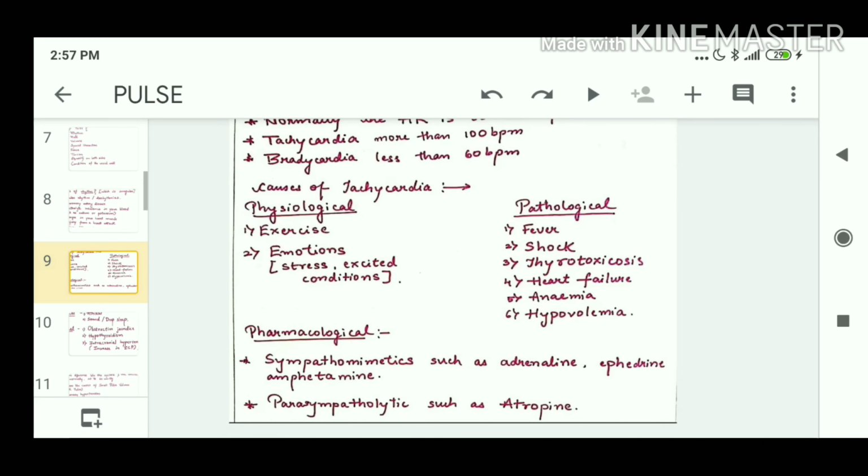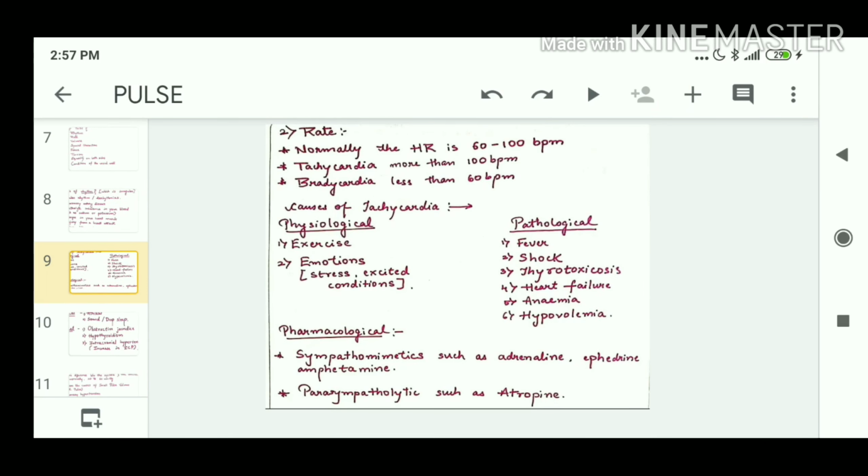Now coming to the next character, that is the rate. Normally the heart rate, you know it, I hope so. Normally the heart rate is 60 to 100 beats per minute. Now, rate has two conditions, that is tachycardia and bradycardia. A heart rate of more than 100 beats per minute is tachycardia, and bradycardia is where the heart rate becomes less than 60 beats per minute.